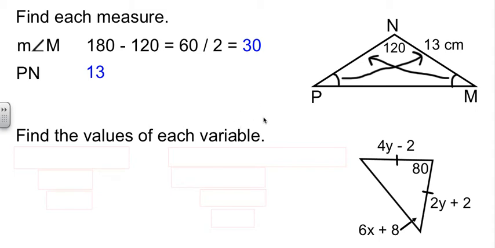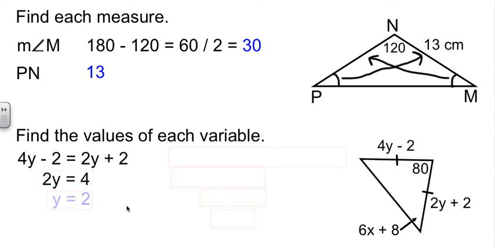One more problem to consider here. We need to find the values of the variables. We have some congruent sides, so that tips me off to something. Having those two sides congruent, I can write an equation and figure out what y is. Subtract the 2y over and add this 2 leads me to y is equal to 2.